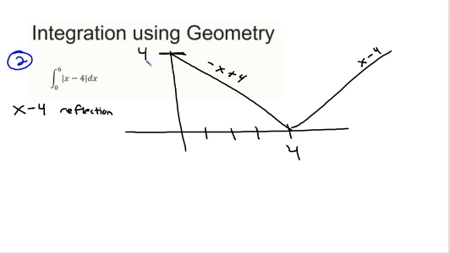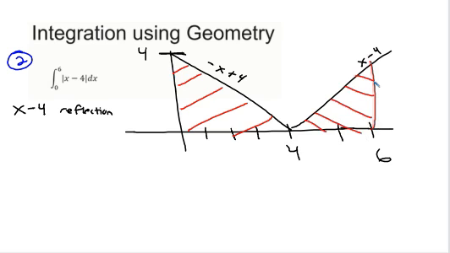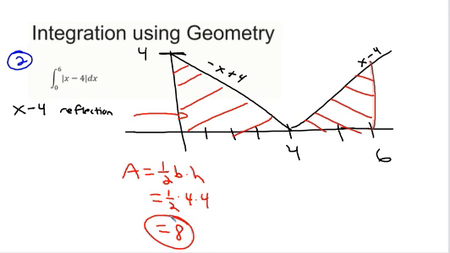So what we're doing is, once again, we're going from 0 to 6. I'm going to find the area of this triangle, and I'm going to add it to the area of this triangle. And again, those are known geometric shapes. We just have the area equals 1/2 the base times height. The base on this first triangle is going to be 4. The height is going to be 4. So we're half of 16. That's 8 on that one.